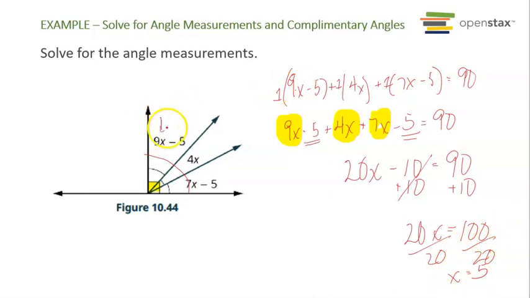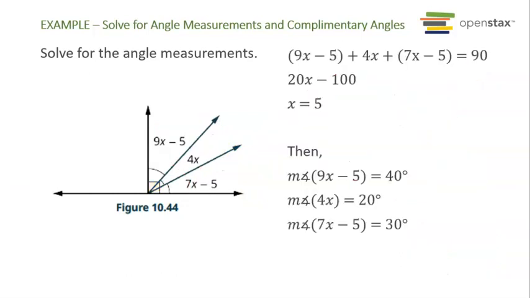So now I got to plug in 5 to all of these things. So that's 45 minus 5. 4 times 5 is 20. 35, because 7 times 5 is 35, minus another 5, that's 30. And all of that, hopefully, yep, adds up to 90. And if my scribble is too hard to read, that's what it looks like when it's all done.